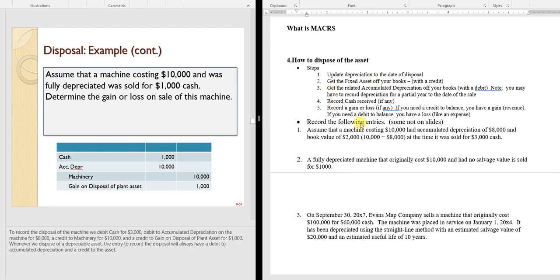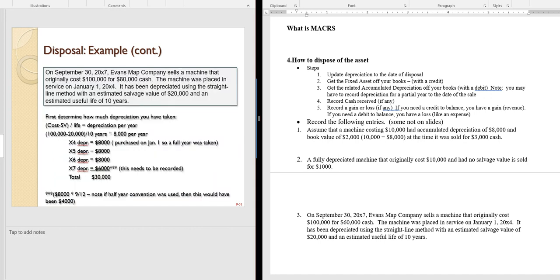Update depreciation. Again, I'm not given dates, so I don't have to do that. Get the fixed asset off your books. I have the machine on my books for $10,000, so I credit it. Second step, get the accumulated depreciation off your books. It's fully depreciated with no salvage value, so I would have depreciated all $10,000. I sold it for $1,000 cash, so I debit cash for $1,000. I have $11,000 on my debits, $10,000 on my credits, so I need a credit to balance, so I have a gain on disposal. Next one.